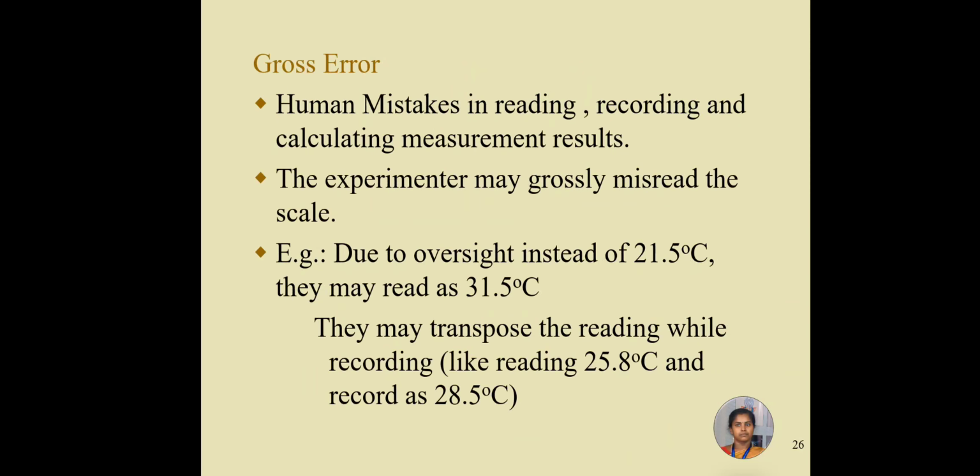So gross error: human mistakes in reading, recording, as well as calculating the measurement results are considered as gross error. The experimenter may grossly misread the scale due to oversight, for example, instead of 21.5 degrees Celsius, they may read 31.5 degrees Celsius. They may transpose the reading while recording, like for 25.8 degrees Celsius, they may record 28.5 degrees Celsius. This can be considered as a gross error.